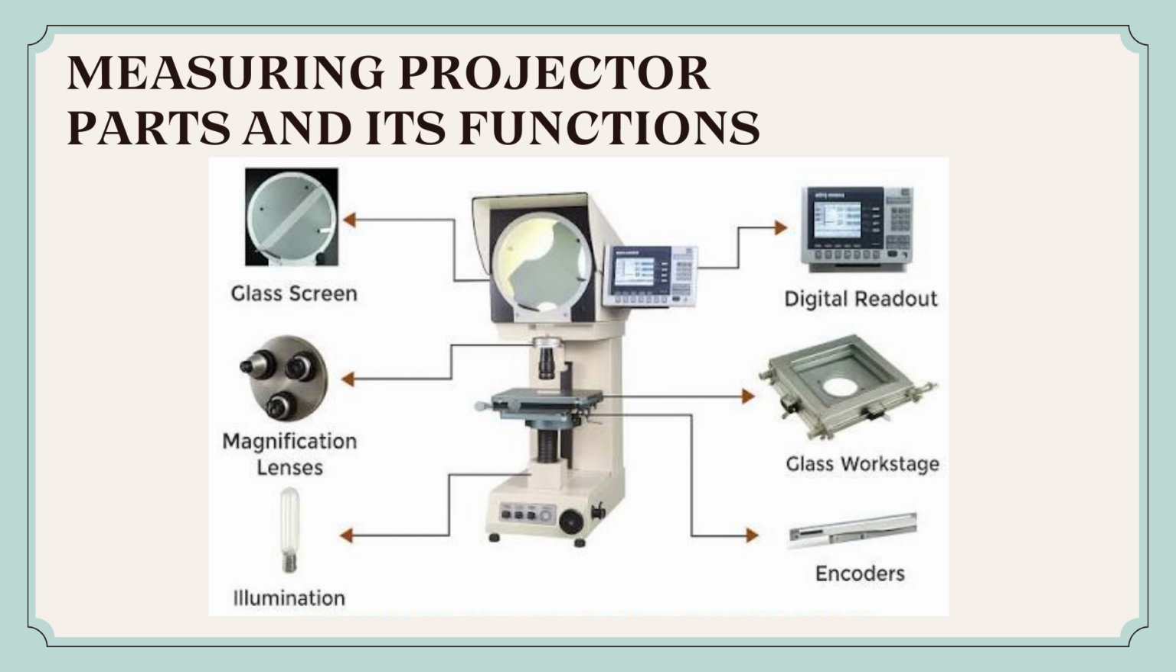Fifth, the glass workstage is a flat, adjustable platform where the part is placed for inspection, and it allows smooth movement along the X and Y axis to position the object correctly. Sixth, the encoders measure the exact movement of the workstage and convert it into numerical values, ensuring highly accurate and reliable measurements. The significance of these instruments lies in establishing objective and quantitative data early in the investigation.